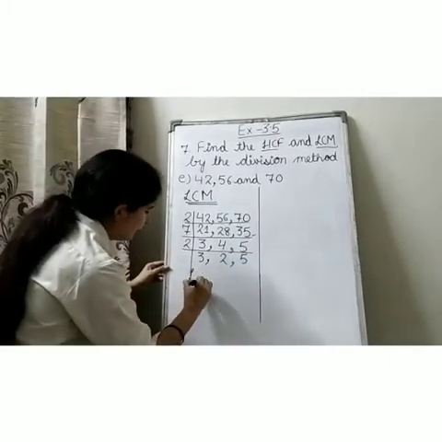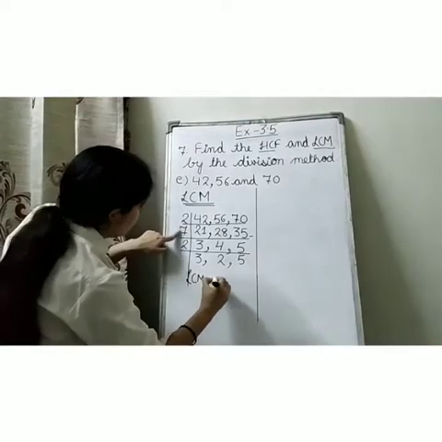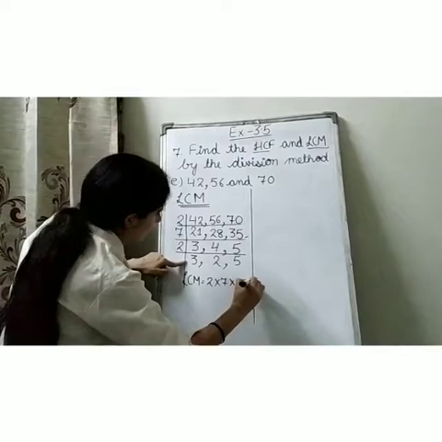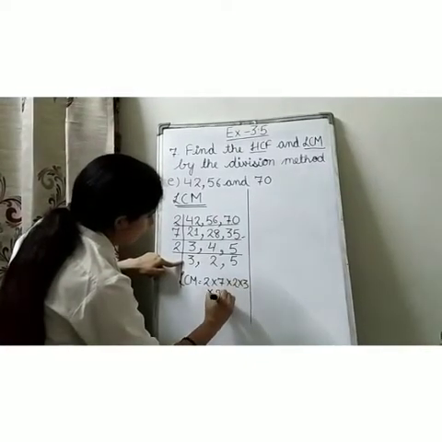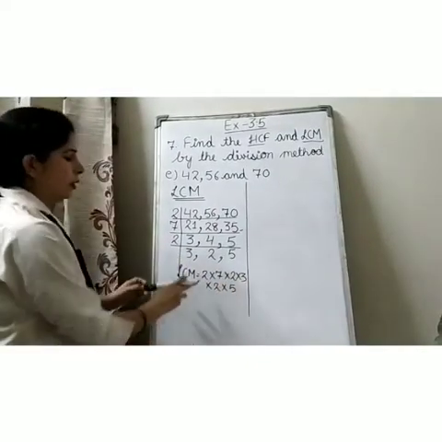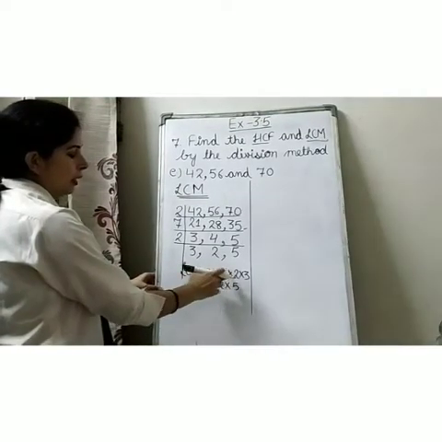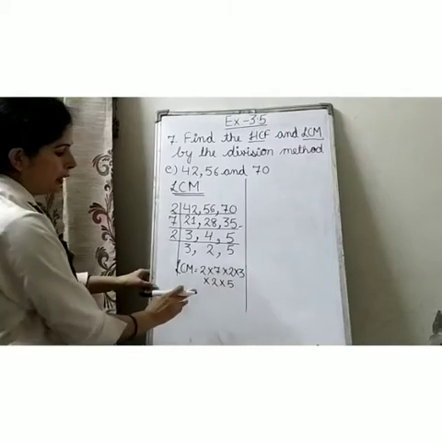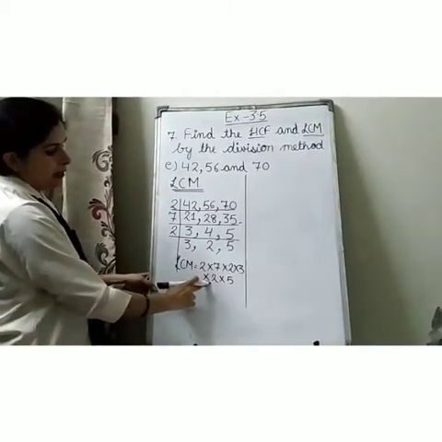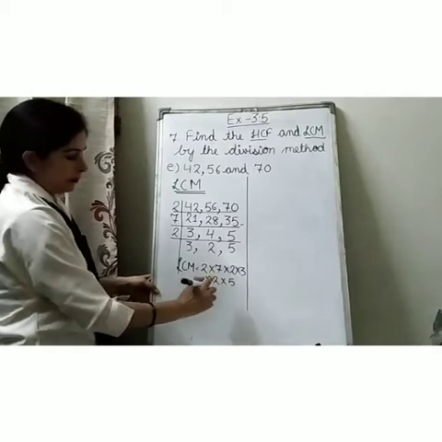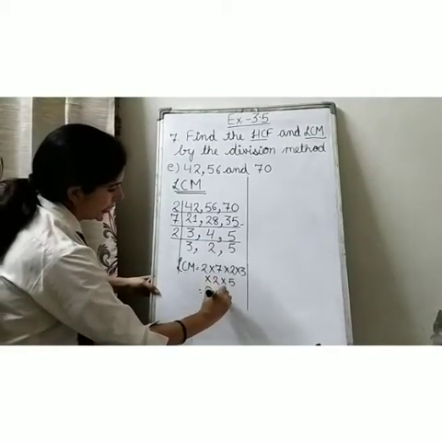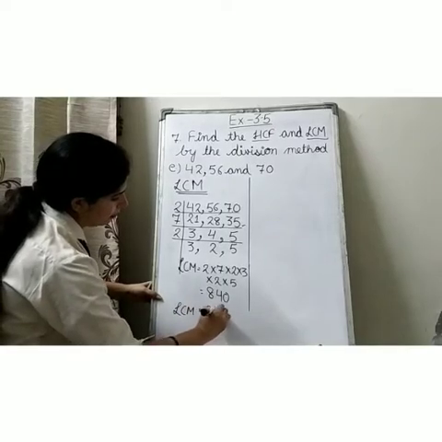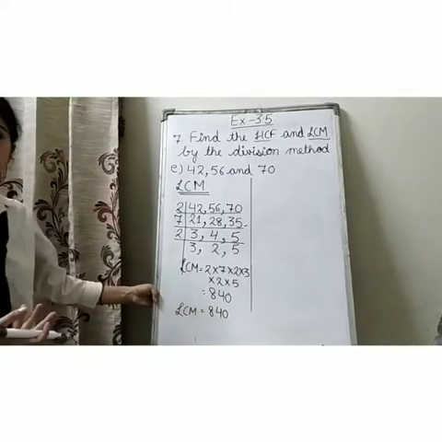Now the LCM will be 2 multiply 7 multiply 2 multiply 3 multiply 2 multiply 5. 2 7s are 14, 14 2s are 28, 28 3s are 84, 84 2s are 168, 168 5s are 840. So the LCM is 840. I hope you understand it.